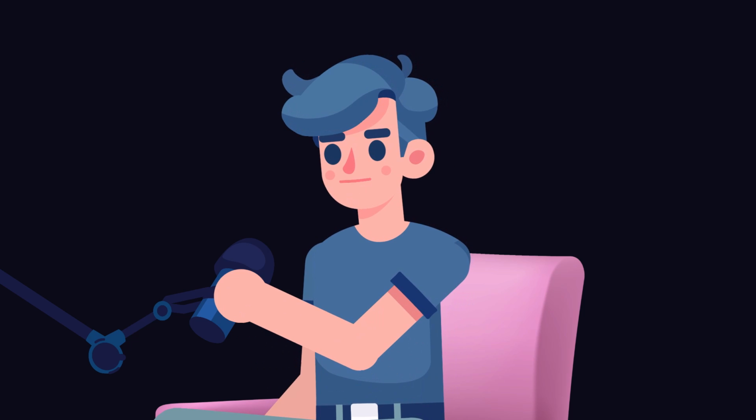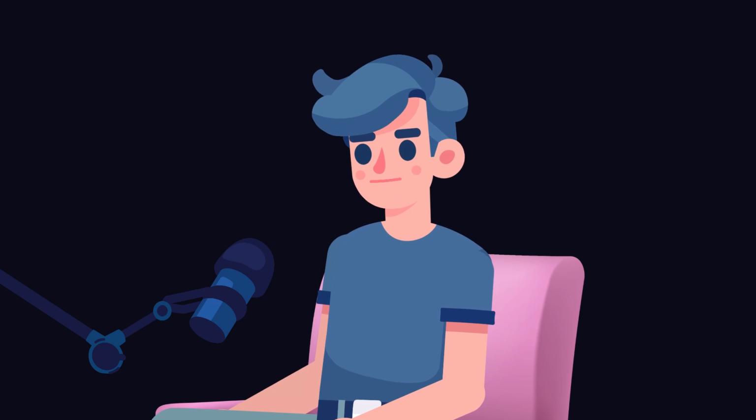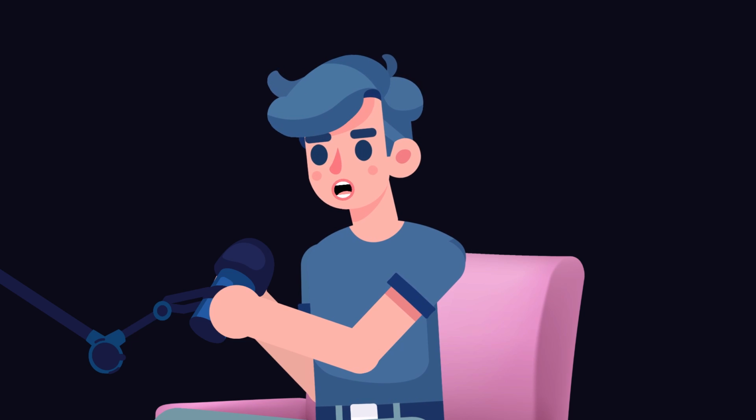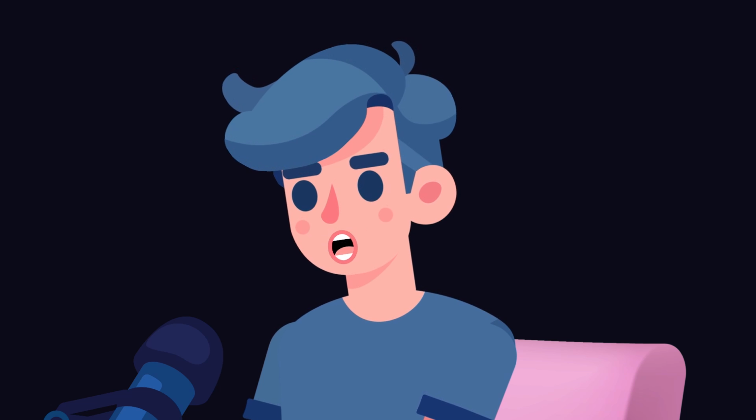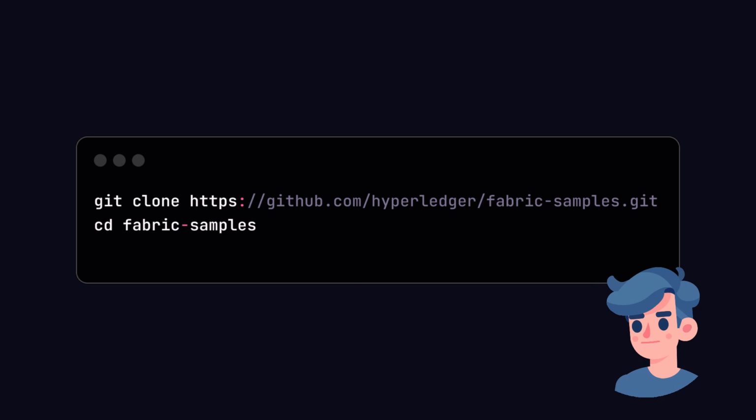By the end of this tutorial, you'll have a solid understanding of how to implement a supply chain solution from scratch. To begin with, let's make sure that you have the necessary tools installed. You'll need Node.js, npm, Docker, and Docker Compose. I'll also be showing you how to set up a Hyperledger Fabric development environment using the Fabric samples provided by the Hyperledger team. Let's start by downloading the Hyperledger Fabric samples.